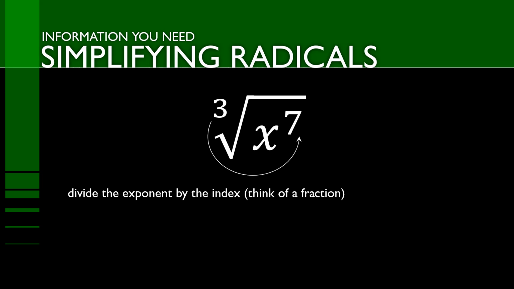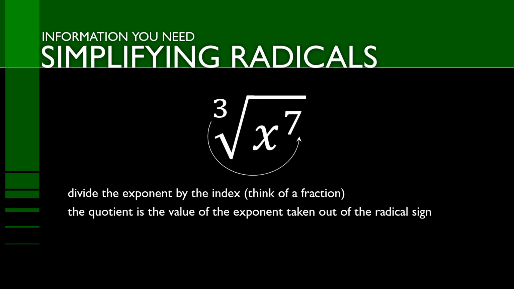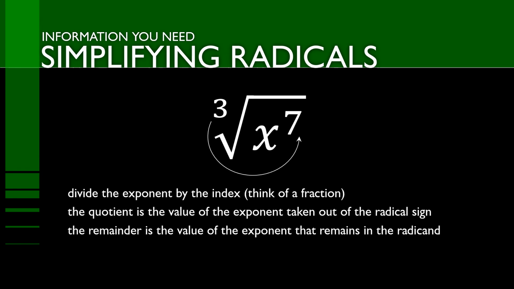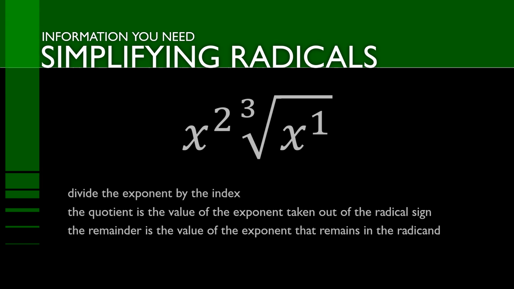So how many times does 3 go into 7? It goes in twice with 1 left over. So what you would do is pull an x squared out from underneath the radical, and leave 1x underneath the radical in the radicand. So your solution would be x squared cubed root of x.